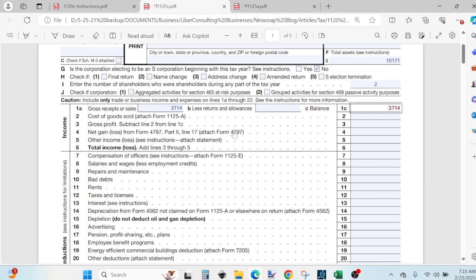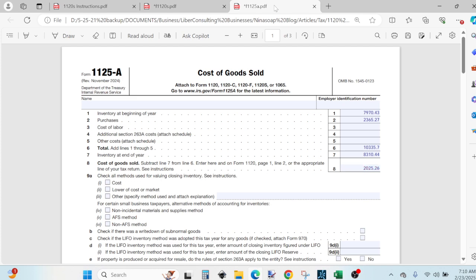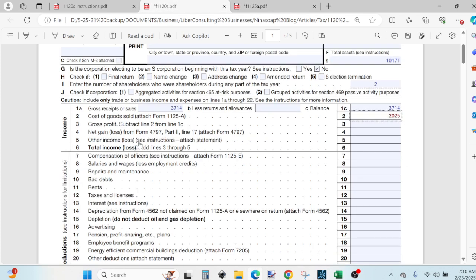your form 1120S, 2025 rounded, and you will attach form 1125-A. The software will know that form 1125-A that it completed for you will be attached to it to show where that number came from. So gross profit will be to take line 1 minus line 2.